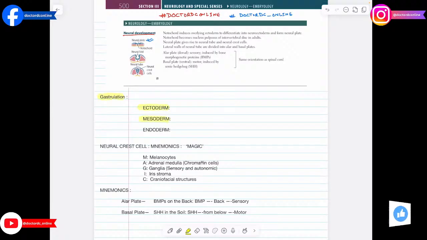First of all, we need to know about gastrulation. As you know, there are three germ layers: ectoderm, mesoderm and endoderm. Let's draw it. Ectoderm, mesoderm and endoderm. So here is the role of the notochord. It's very important for us.